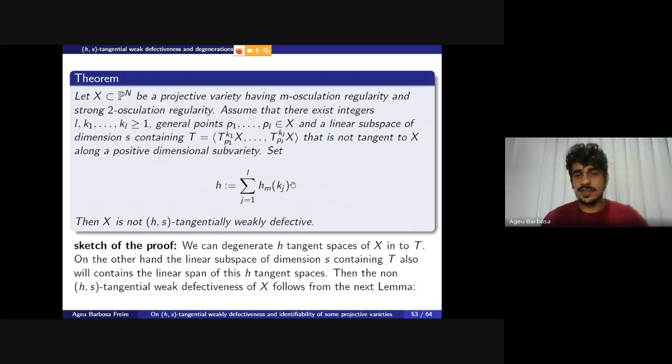Remember that the function HM computed in the natural number kj was the number of tangent spaces we can degenerate into a single kj-osculating space of X. Then, if you take h tangent spaces, we can degenerate all these tangent spaces inside T, which is the linear span of these osculating spaces here. Then, since we are taking a linear subspace which is not tangent to X along a positive-dimensional subvariety, and this linear subspace contains the span of all these h tangent spaces we are considering, to conclude the proof it is enough to take only one linear subspace satisfying this.